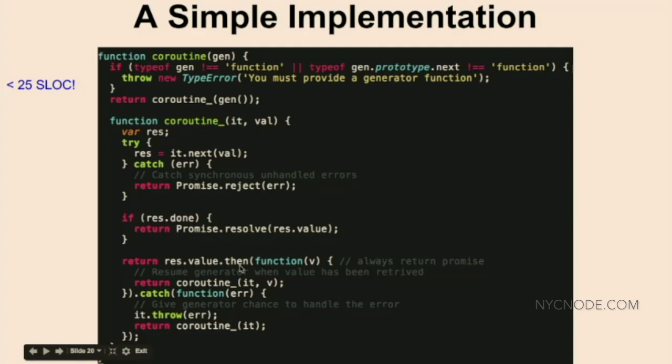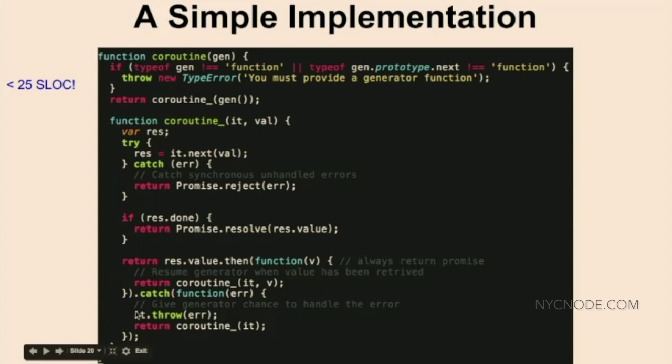Otherwise, we essentially just wait for the promise to complete, and then we recursively, quote unquote, call this coroutine function again, passing it the same generator object and the value. As you can imagine, it'll continue calling this generator until such time it's done, at which point it will resolve with the final value.